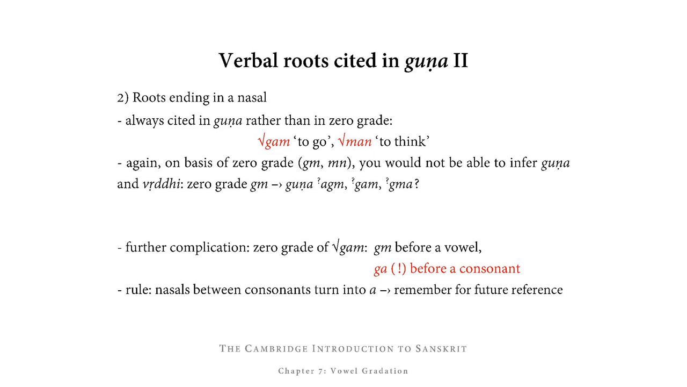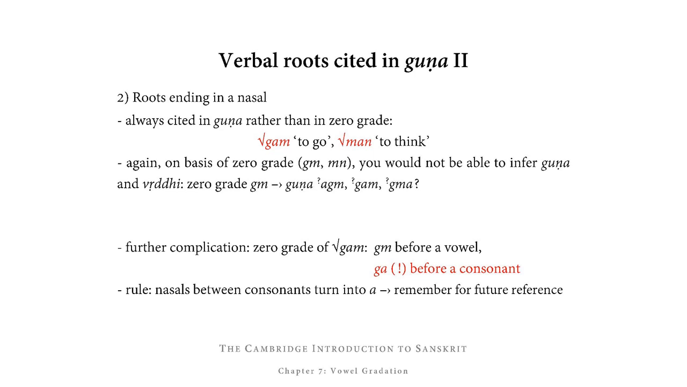The exact same logic applies to roots that end in a nasal, so that end in a sound such as m or n. They also are always cited in guna rather than in zero grade. And so, for example, we get gam, to go, man, to think, and so on. And again, we can see that they are cited in guna because they contain the guna vowel a. Again, this happens because on the basis of their zero grade, you would not actually be able to infer their guna or their vrddhi. Why?